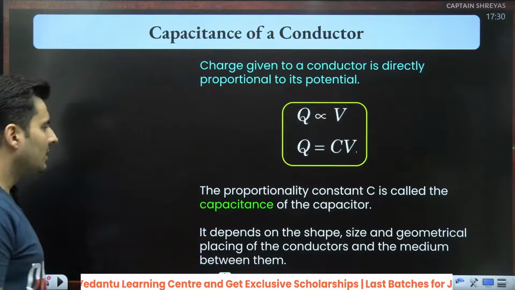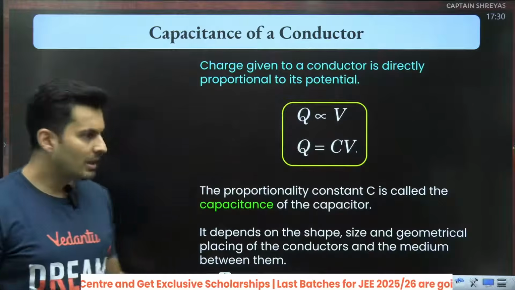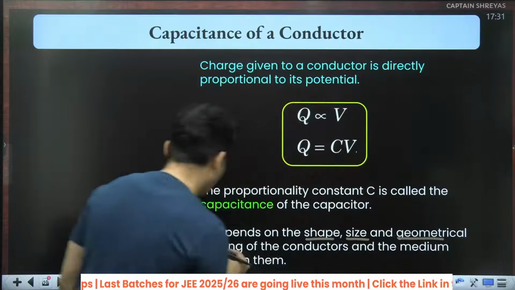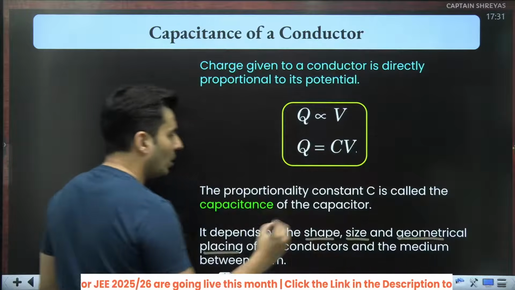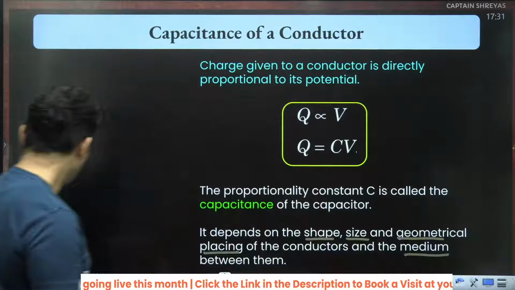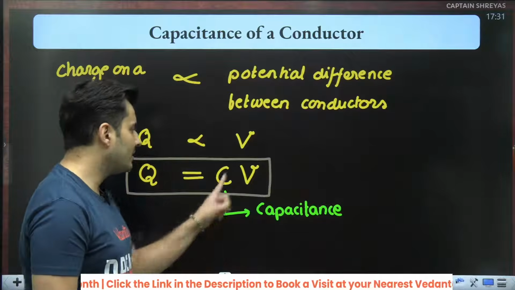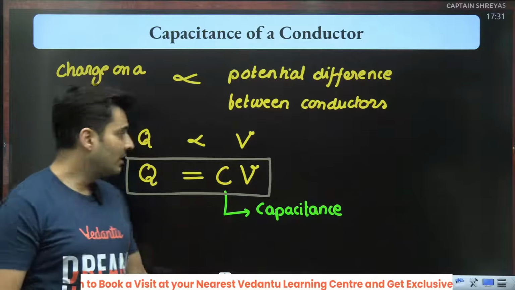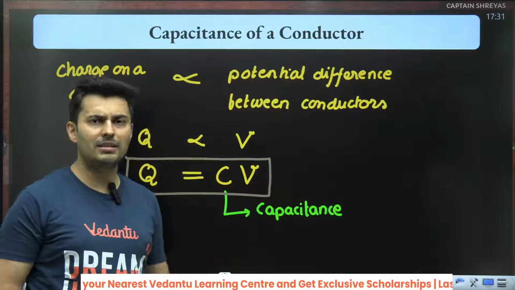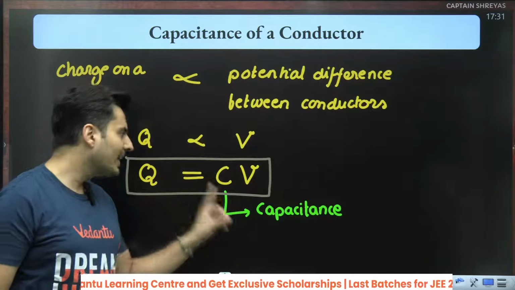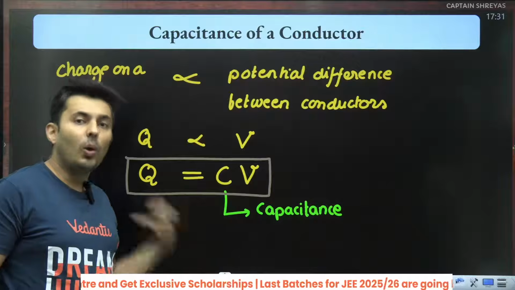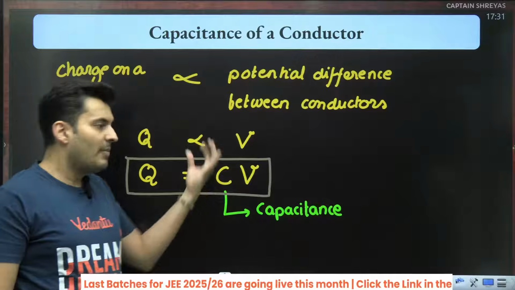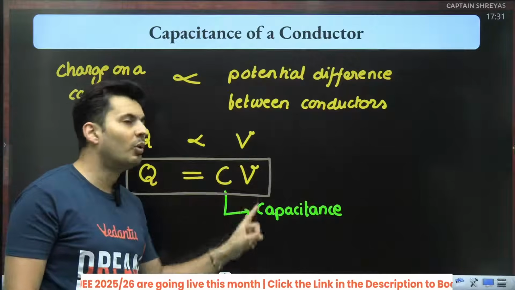As simple as that. Now this particular capacitance depends on the shape, the size, and the geometrical placing of the conductors and also the medium between them. Very, very important. This capacitance is not dependent on the voltage, nor is it dependent on the charge. If you think that, sir, if I increase the charge, will the capacitance increase? No, it's the other way around. If you increase the capacitance, then it will hold more charge for the same voltage. But if you think I increase the charge, capacitance will increase. No, rather it will have more voltage.